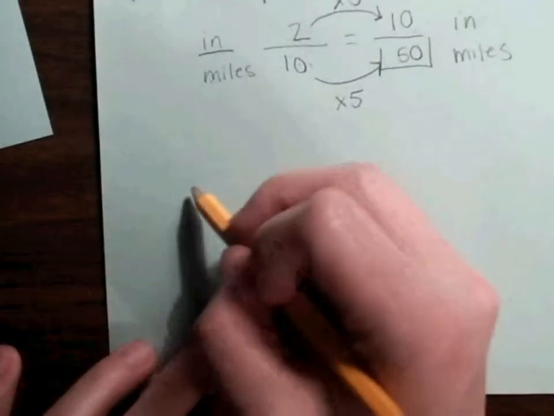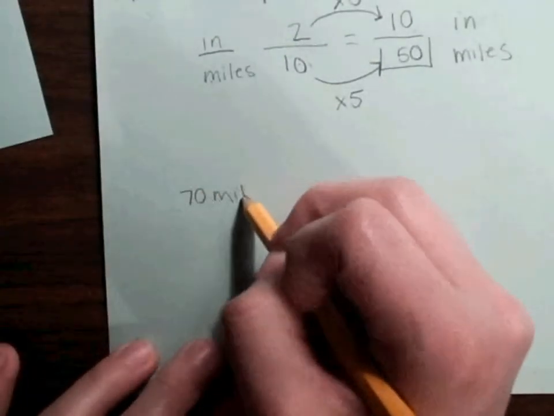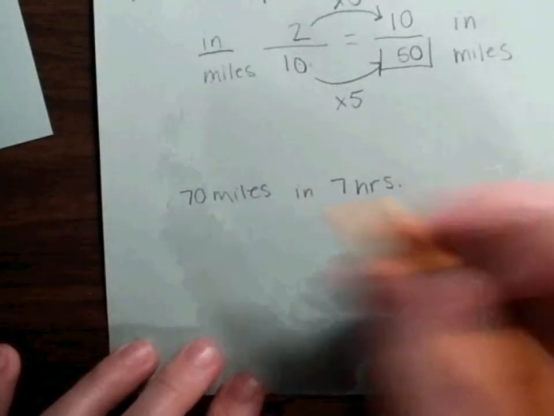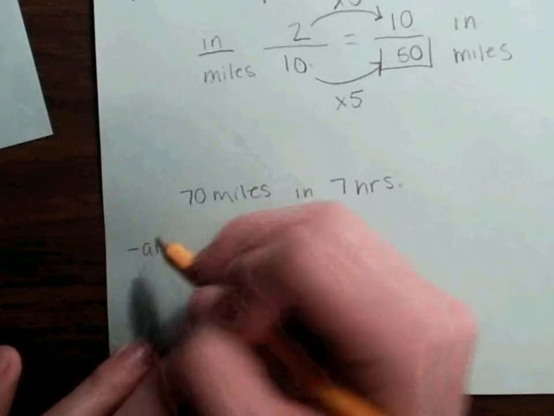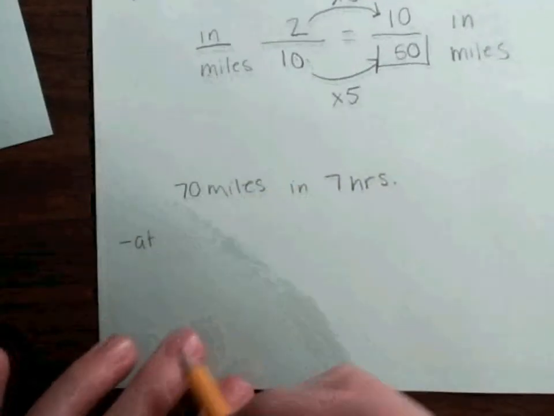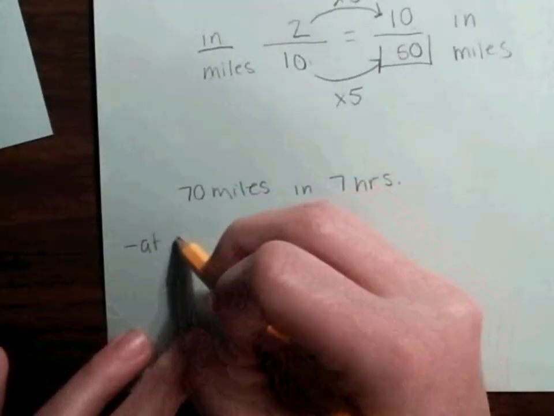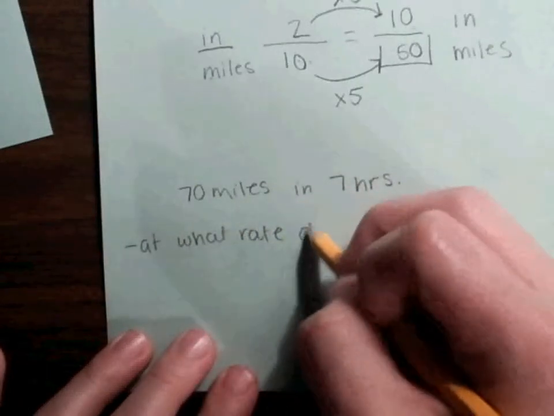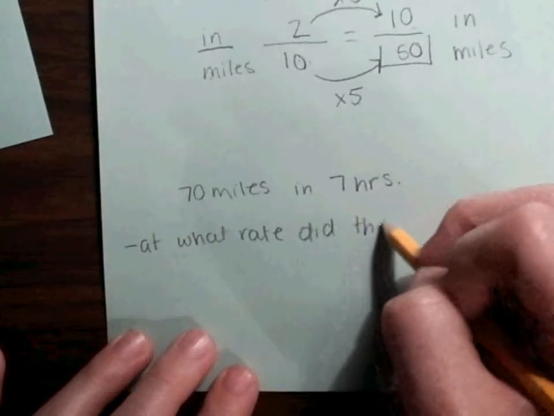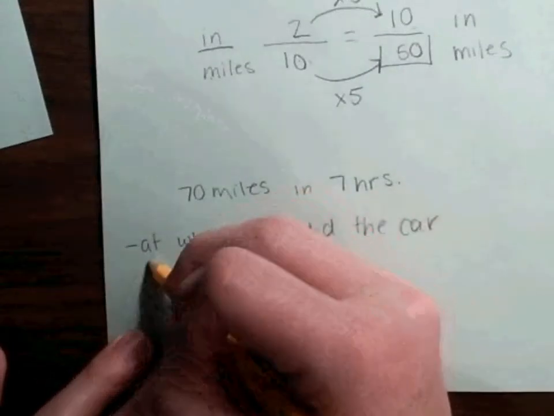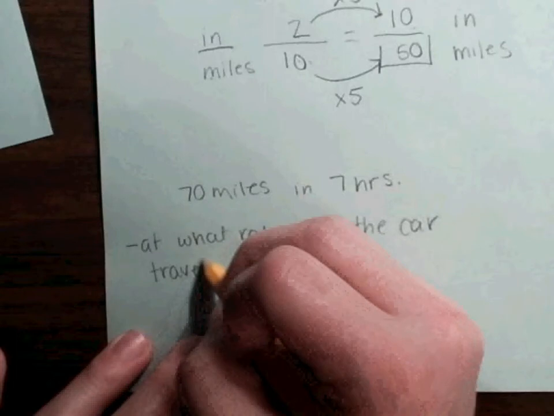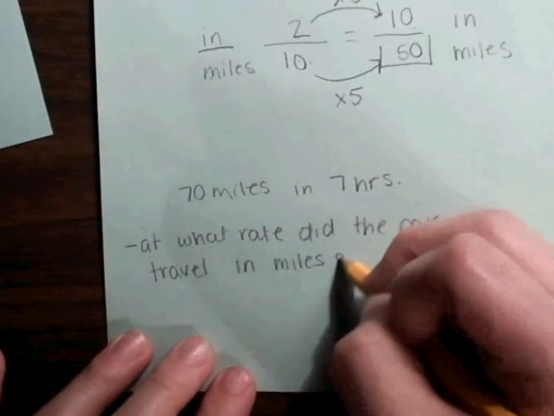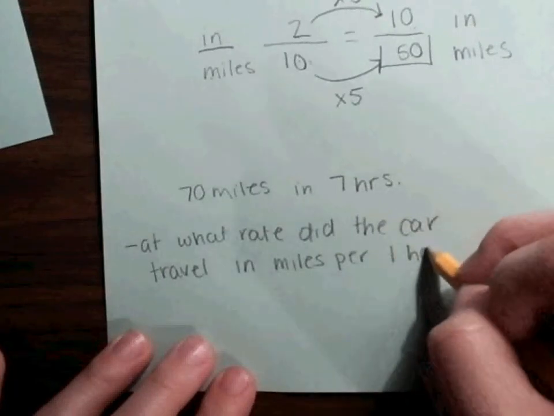Let's say a car travels 70 miles in 7 hours. At what rate did the car travel in miles per 1 hour? So let's write that down. At what rate did the car travel in miles per 1 hour?